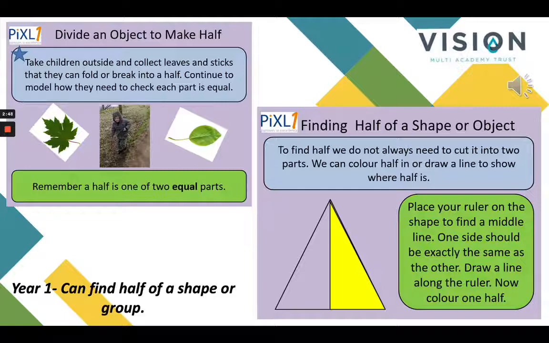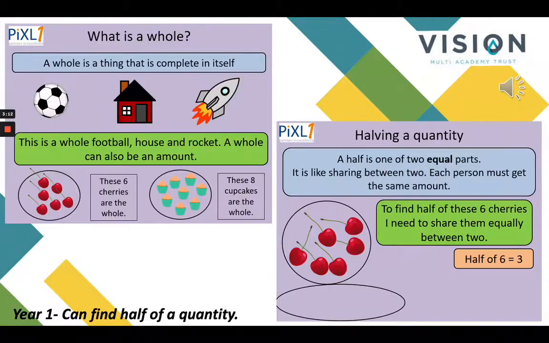For example, collecting leaves and sticks, then breaking them in half. Once the concept has been embedded, begin to introduce it to simple 2D shapes also. This is where we also use pictorial representations like the triangle image you can see here. A really good point on here says that to find a half we do not always need to cut it into two. We can colour half or draw a line to show where half is. That's a really good thing to remember in class.